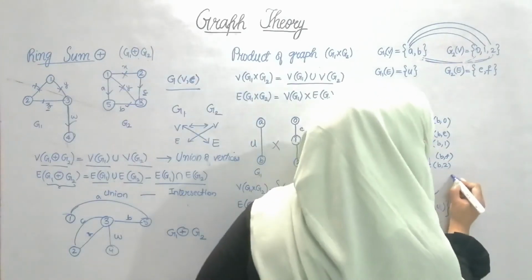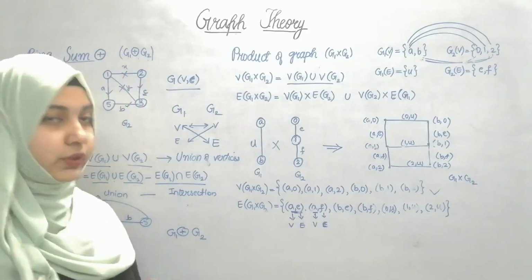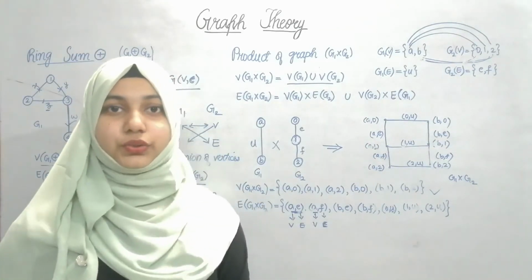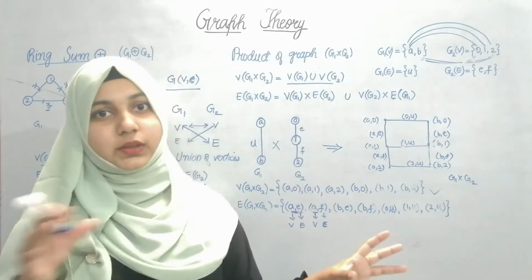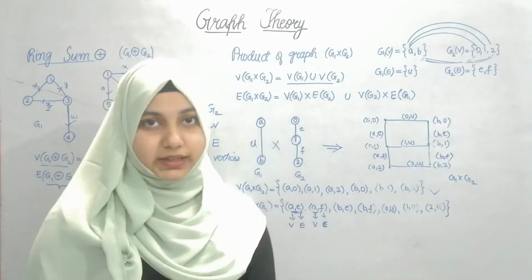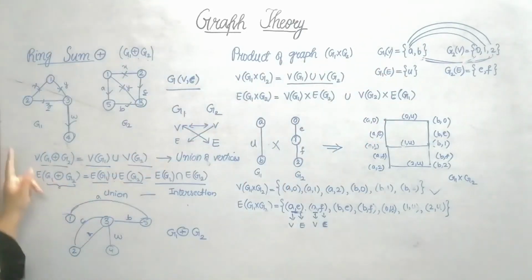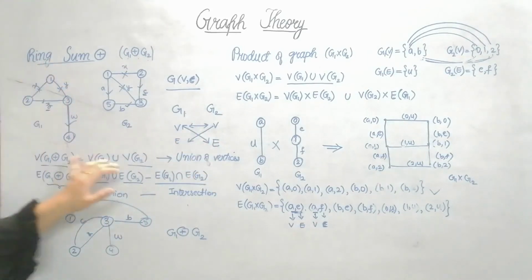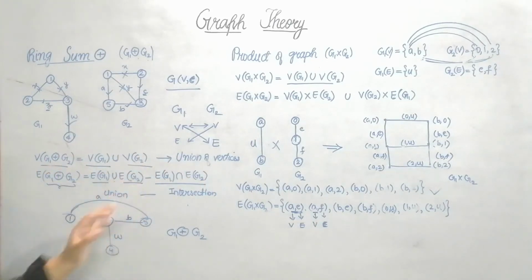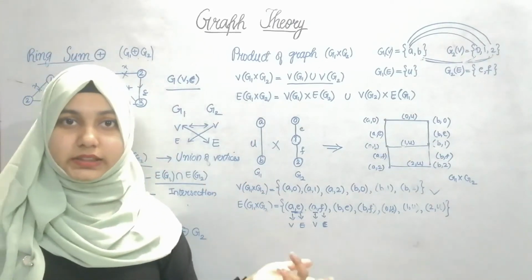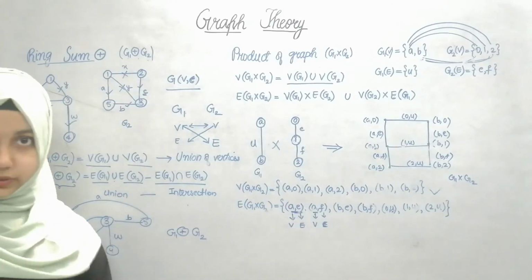This is your G1 cross G2 or G1 product of G2. Okay, so in the product what you are going to do, you are going to multiply all the vertices and multiply the vertex set of one graph with the edge set of the other one, and you are going to combine them. Okay, remember these formulas here as well. In the ring sum, all the vertices will be there. There is no new pair of vertices. All the vertices will be there. For the edges, you are going to include only those which are present in either G1 or in G2, not in both. Okay, let's move on with the further operations.